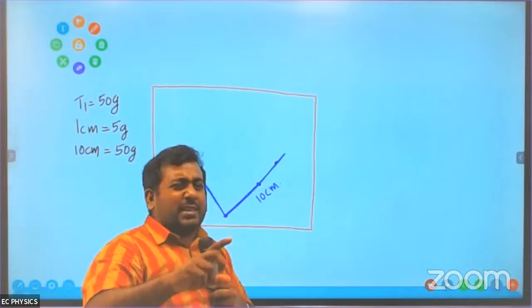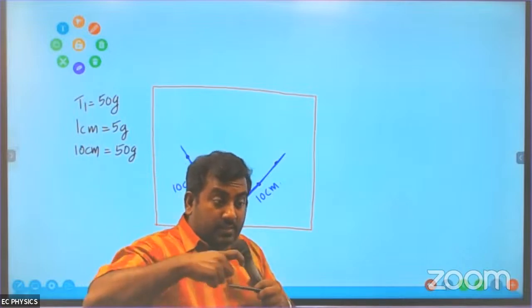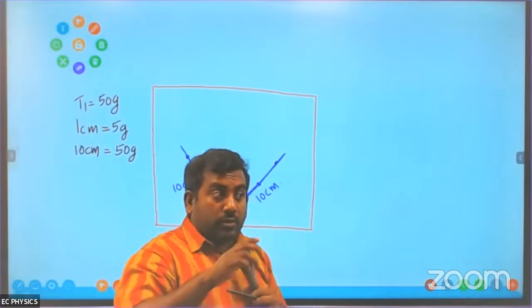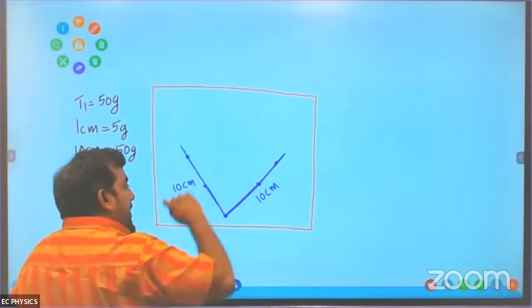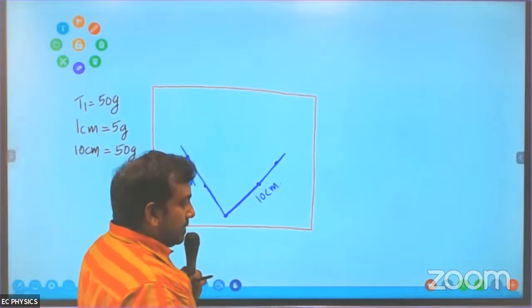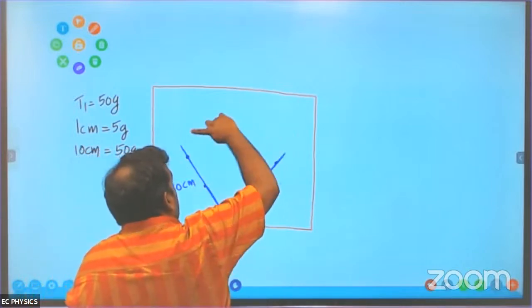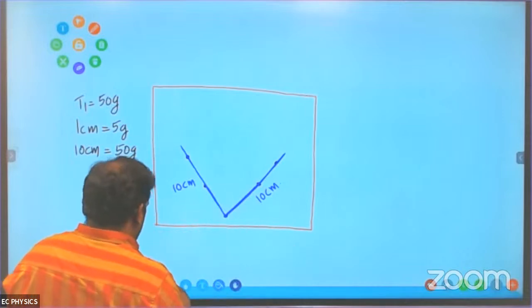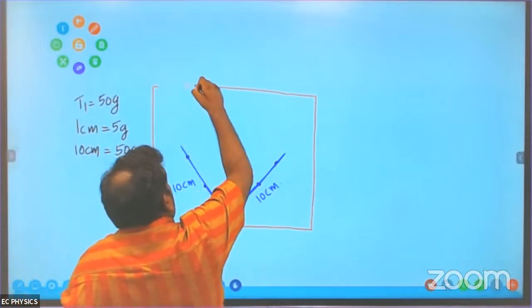Normally the easier method is the compass. Sometimes in school, they might use the ruler and the set square both. They'll keep the ruler parallel to the set square and then draw it. But the easier method is the compass method. So you take a compass, measure 10 centimeter, put an arc.